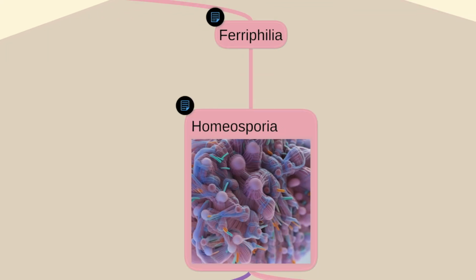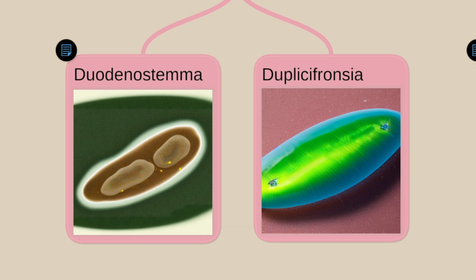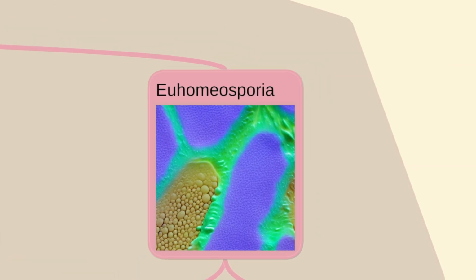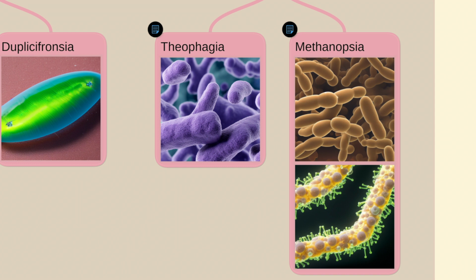Going back to the Ferrophilia, we get the homeosporia, which have 4 nucleotides. These have DNA and contain oraginoplasmic apparatuses. They become the ensepkaryotes, the double-headed kernels, which split into the duodenostemma, with 2 stems, and the duplicofronzia. Homeosporia also gives us the euhomeosporia, which contain the teophagia, purple sulfur-eating bacteria, and the methanopsia, the lactate producers and methane producers.